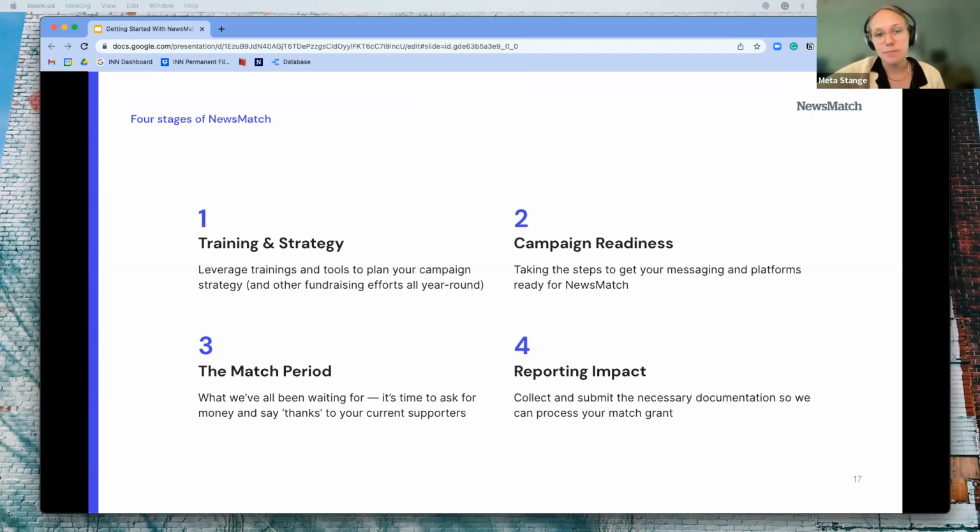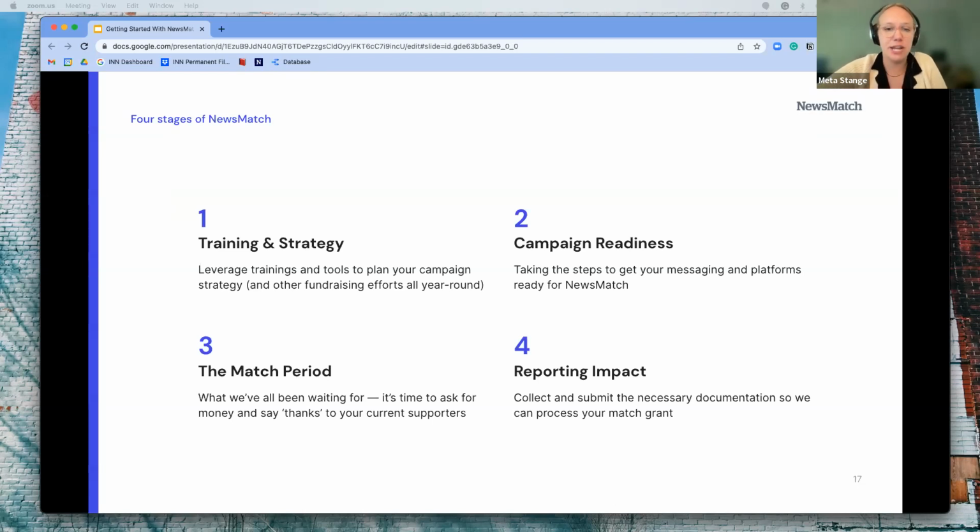The next phase is campaign readiness. This is when you take the steps to get your messaging and platforms actually ready for the campaign. So here you're building your emails, you're developing your graphics, and you're really buttoning up your assets for the campaign itself. Then we have the match period, which runs from November through December. And this is when you actually ask your readers and your listeners for donations.